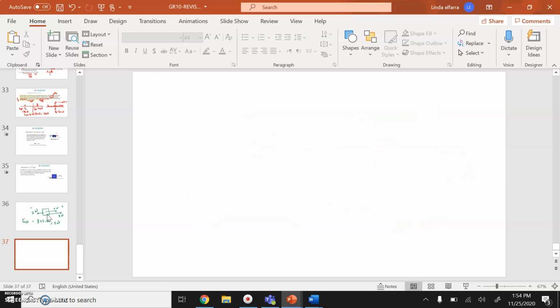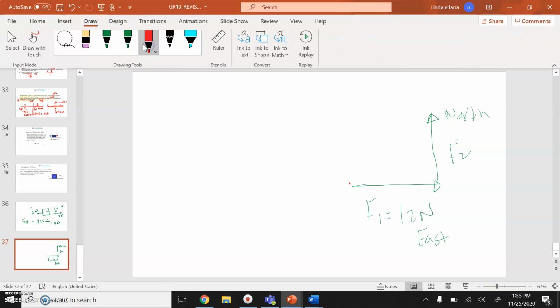If you have two forces and these forces are perpendicular, like I have an object and I apply a force toward east, F1, for example, is 12 Newton toward east. And then on the same object, I apply a force north, F2. How can I find the net force? Force is a vector quantity. So from where we start to where it ends, this one is the net force.